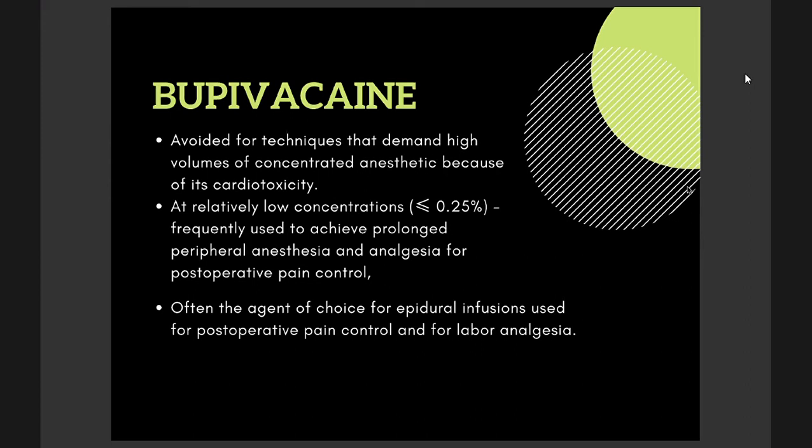So, at relatively low concentration, less than 0.25%, these are frequently used to achieve prolonged peripheral anesthesia and analgesia for post-operative pain control. For post-operative pain control, you can also use this concentration, 0.125 to 0.25%. So, bupivacaine is often the agent of choice for epidural infusion used for post-operative pain control and for labor analgesia.